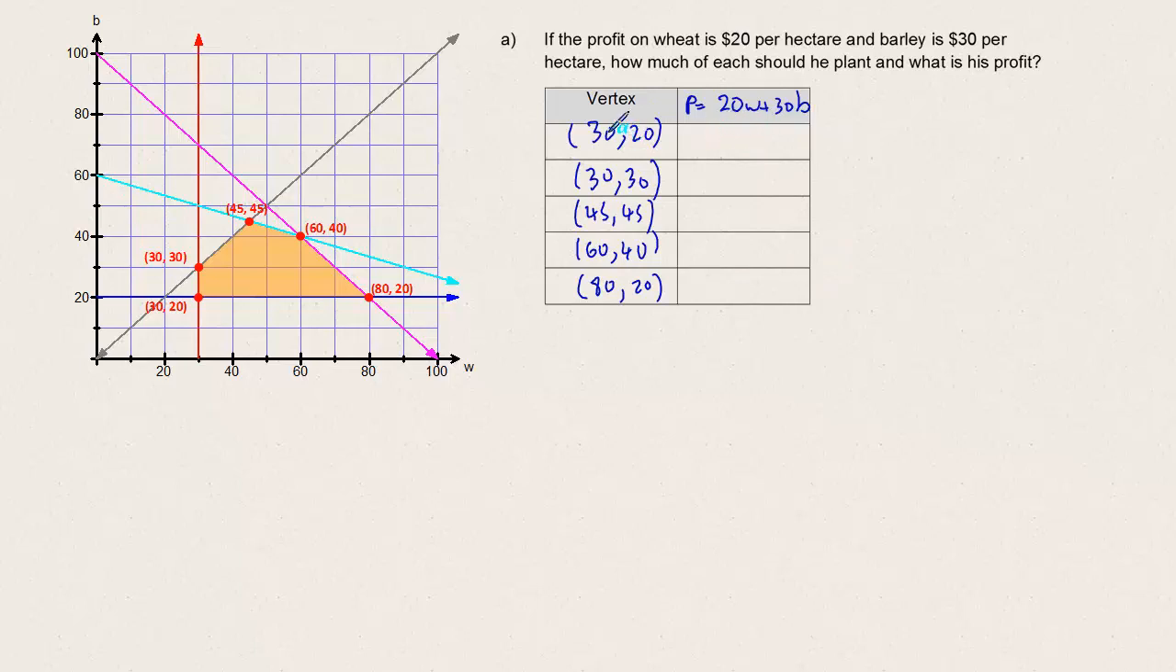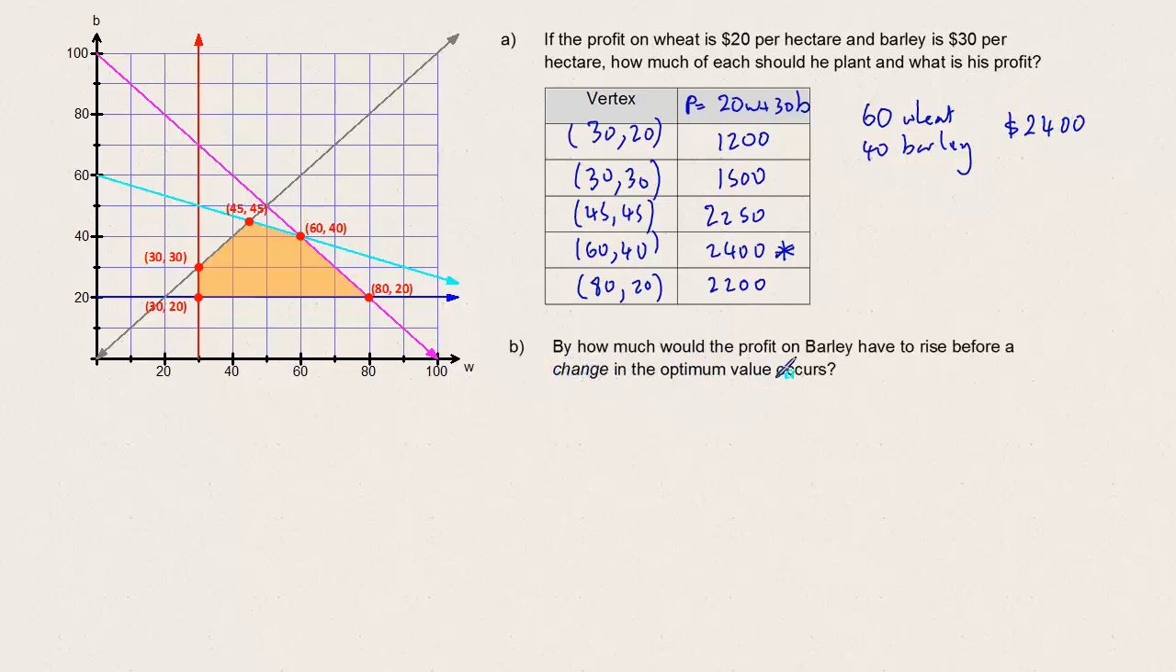So if we work out the profit by substituting in, W is 30, B is 20 for this one, then that's 1,200. This one's 1,500. Then we have 2,250, 2,400, and 2,200. So we can see this one is the best. So we're going to go for 60 wheat, and we're going to go for 40 barley, and that's going to give us a profit of 2,400.